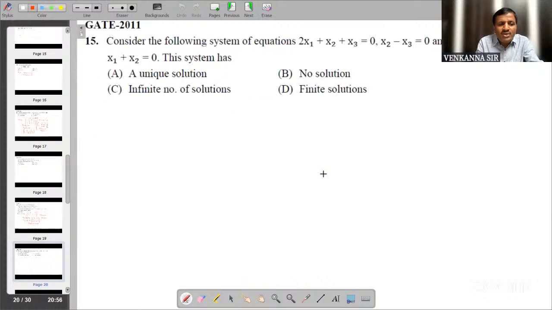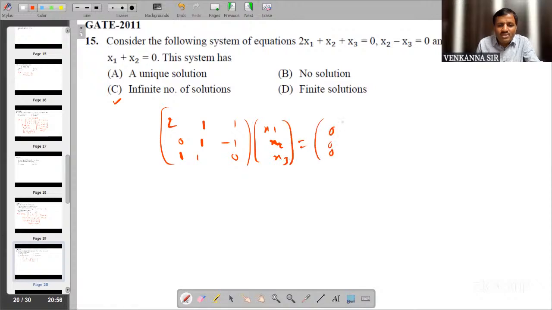This question you try. Already we have done this type of question, infinite number of solutions, in the beginning of today's class: 2 1 1 0, 1 minus 1 1 1 0, with x1 x2 x3. This is the second or third question somewhere. We discussed this is a homogeneous equation with infinite number of solutions. So what is the relation? I explained C1 minus C2 equal to C3. That makes the rank of A what? The rank of A here is 2, less than the number of unknowns.